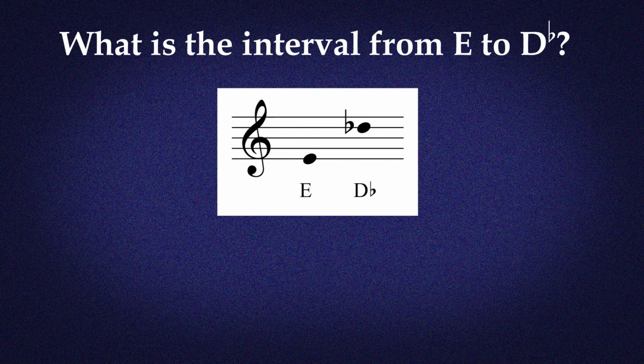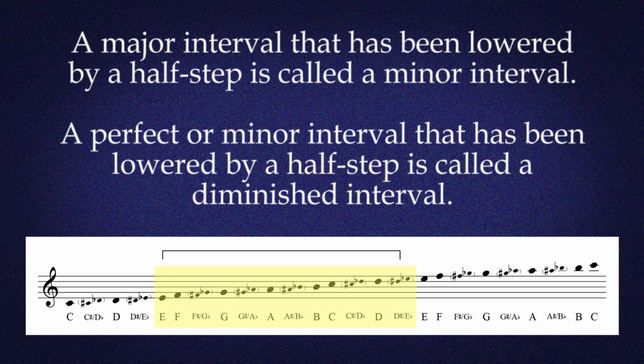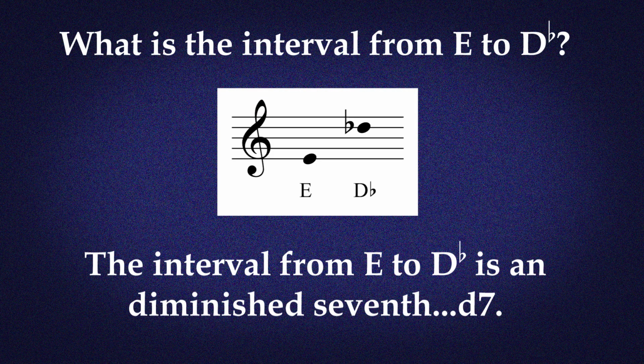From E to D flat. Within the E major scale, the letter D is in the 7th position, so the quantity will be a 7th. The diatonic or major 7th is D sharp. In order to get from D sharp to D flat, we have to actually lower the note twice. When we lower it the first half step to D natural, it becomes minor. When we lower it the second time to get to D flat, it becomes diminished. So the interval from E to D flat is a diminished 7th, d7.